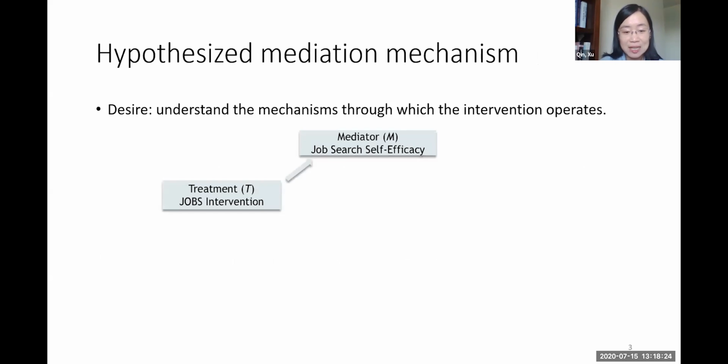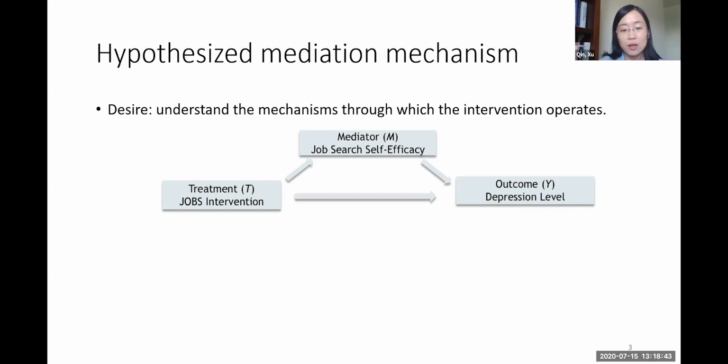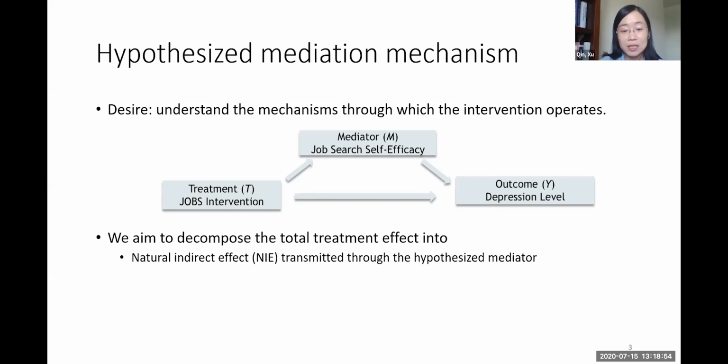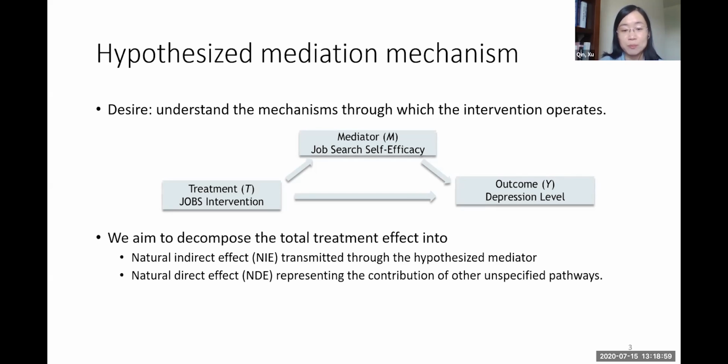In our hypothesized mechanisms, the job search intervention program enhances one's job search self-efficacy, which further decreases his depression level. In other words, participants' job search self-efficacy mediates the effect of the job training intervention on their depression level. The direct arrow from the treatment to the outcome captures all the other possible pathways that transmit the intervention impact. We aim to decompose the total treatment effect into a natural indirect effect transmitted through the hypothesized mediator and a natural direct effect representing the contribution of other unspecified pathways.